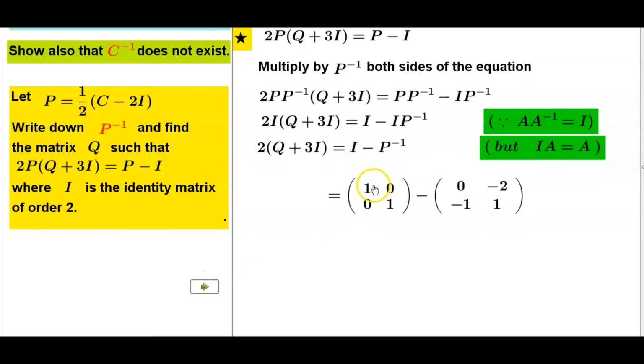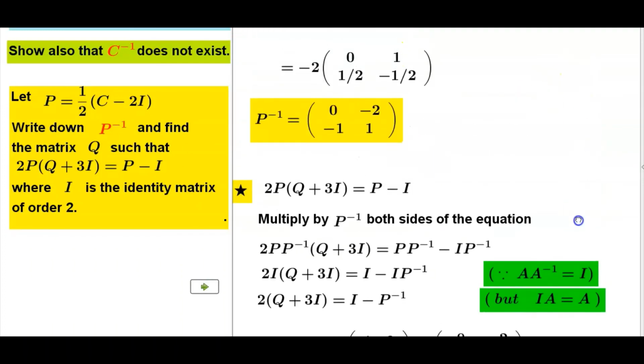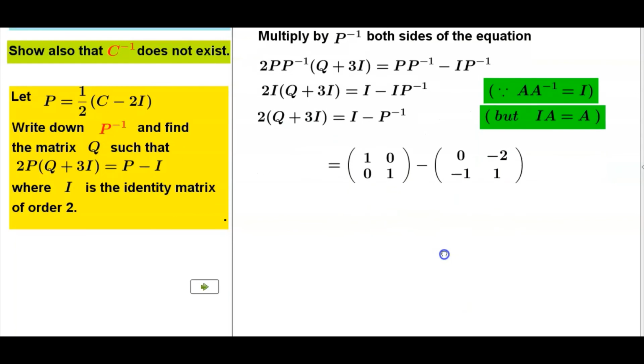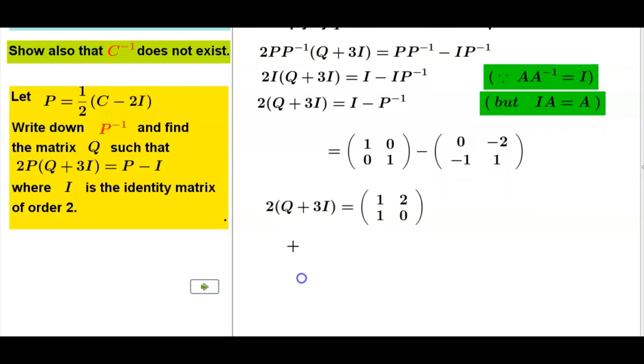For I, 1, 0, 0, 1; for the P inverse matrix we already calculated 0, minus 2, minus 1, 1. These two matrices should be subtracted, corresponding elements should be subtracted. Therefore, 2 into Q plus 3I is equal to 1 minus 0, 1, 0 minus minus 2, 2, 0 minus minus 1, 1, 1 minus 1 is equal to 0.